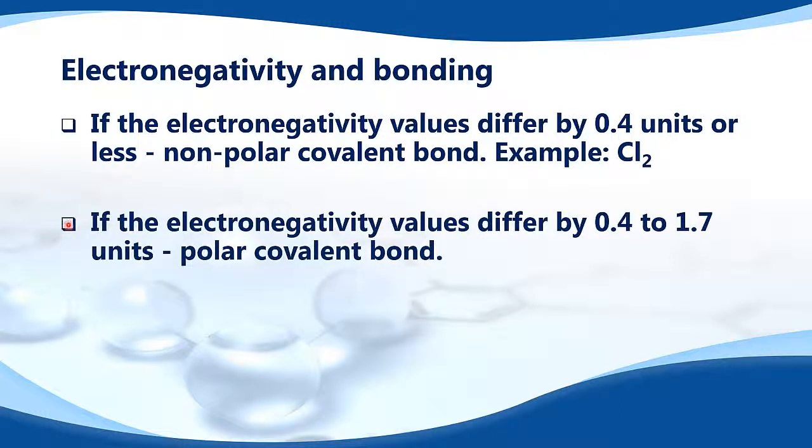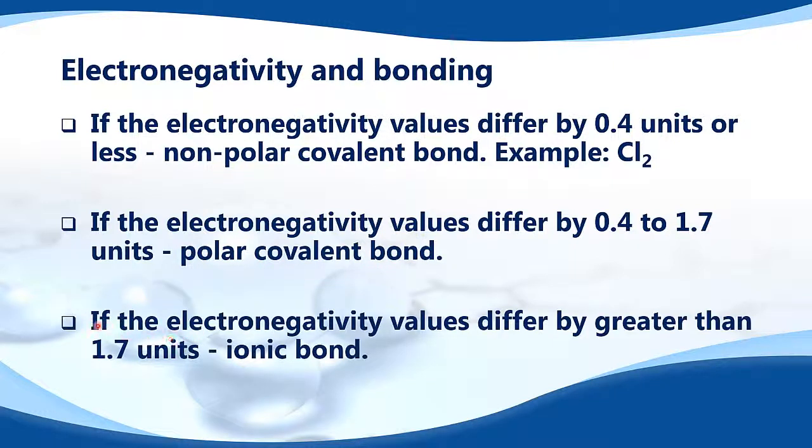If the electronegativity values differ by about 0.4 to 1.7 units, then it's a polar covalent bond. And if the electronegativity values differ by greater than 1.7 units, we call it an ionic bond.